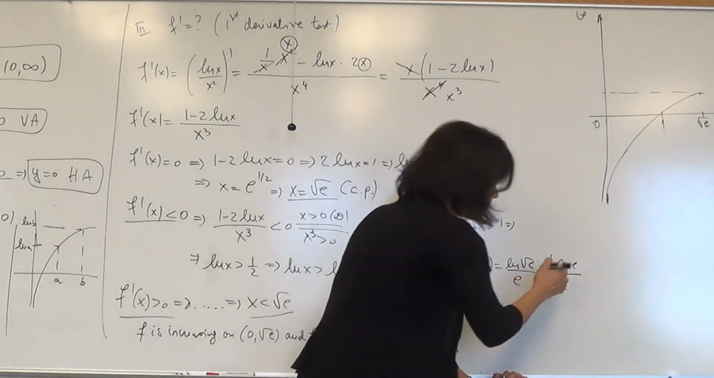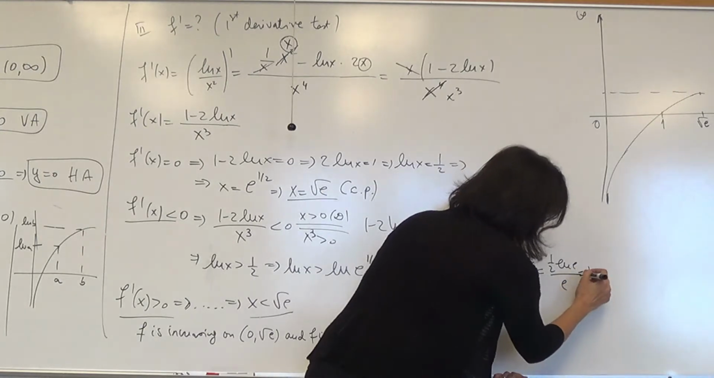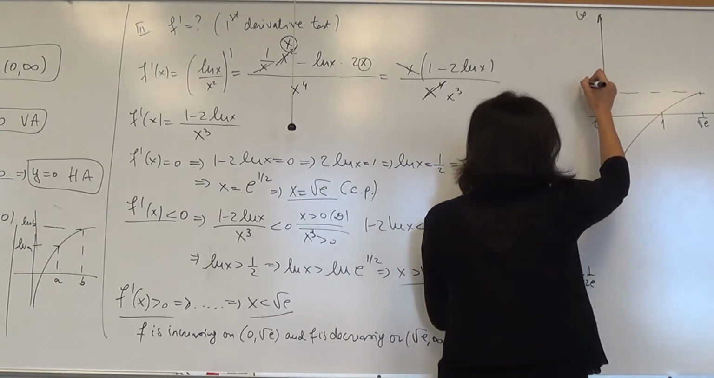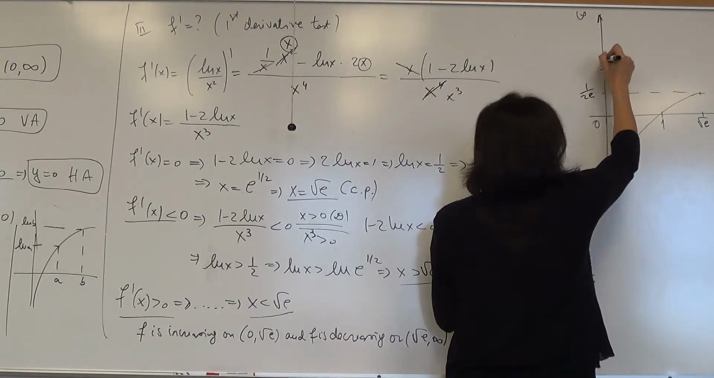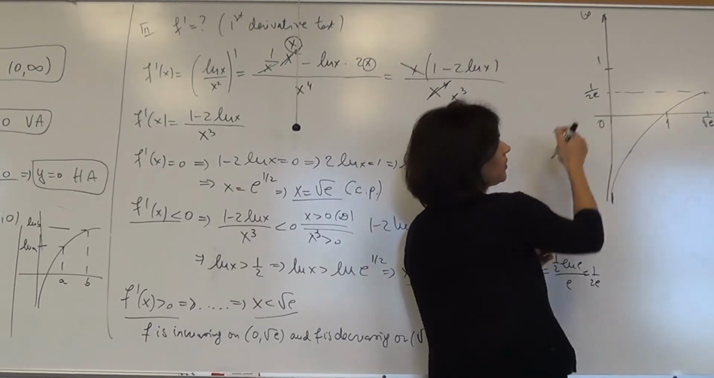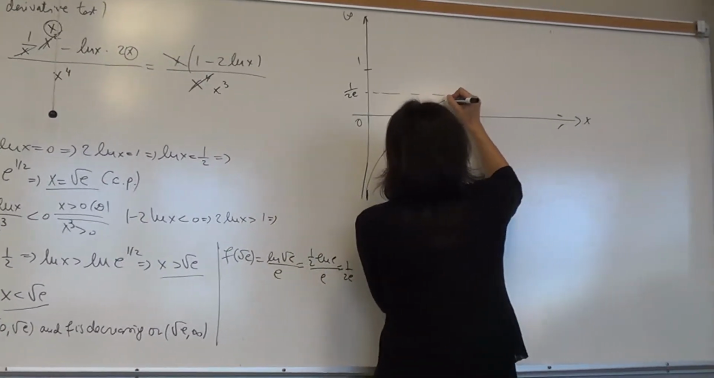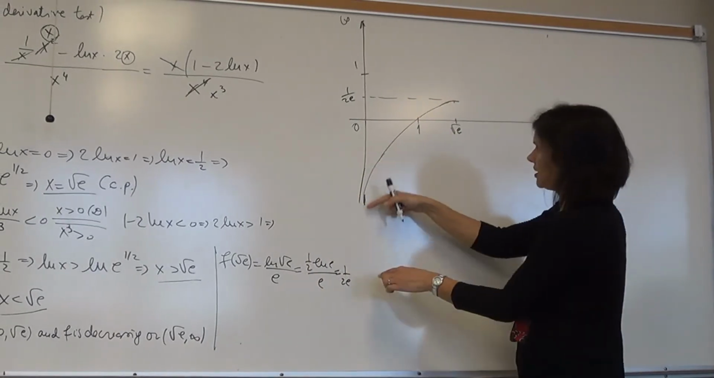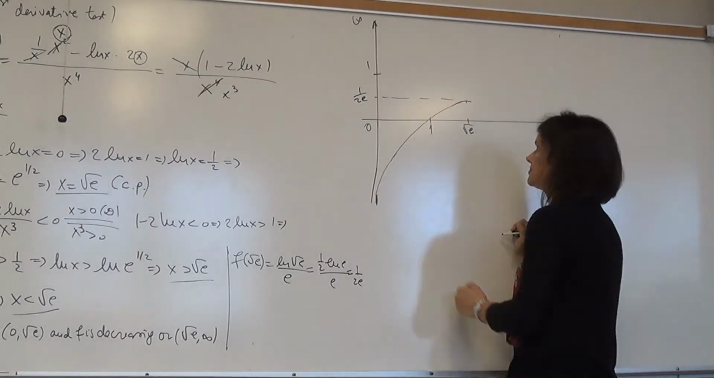So this will be 1 over 2, so it will be 1 over 2e. Yeah, so this elevation here is 1 over 2e. This is less than 1, so I have to increase like this up to this point. Of course, I will increase concave down because this was an asymptote.